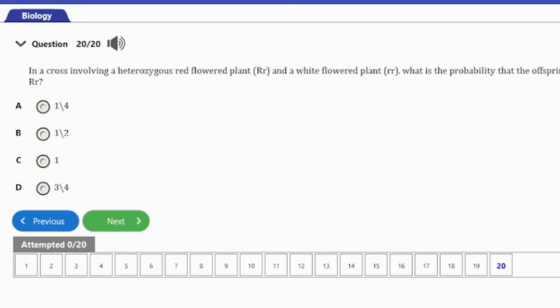So with this, you know that the ratio is going to be 1:1, and then since it's 1:1, you know that out of every two we have one heterozygous Rr, and that's it for that question. 1/2 is the answer, and that's option B.